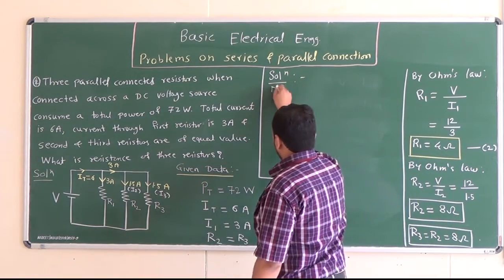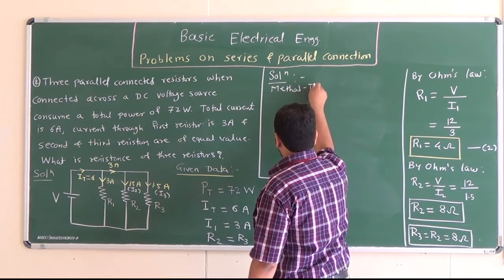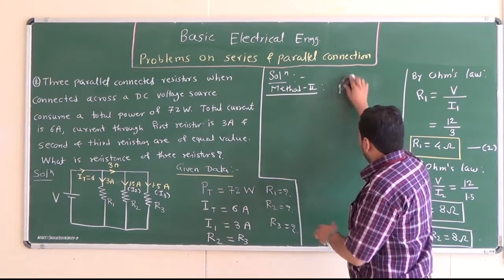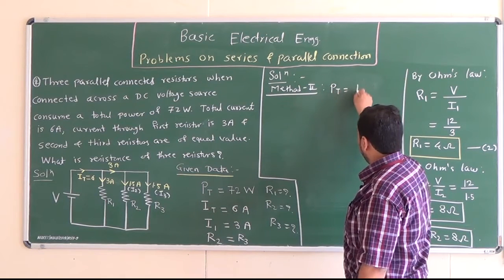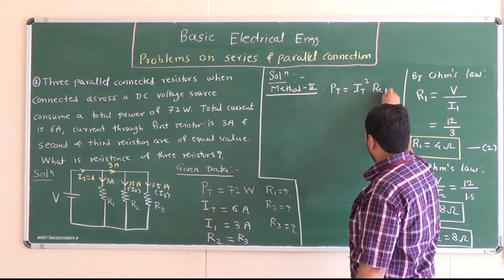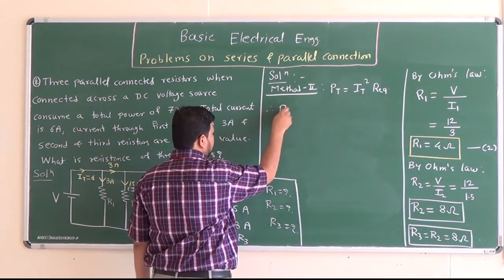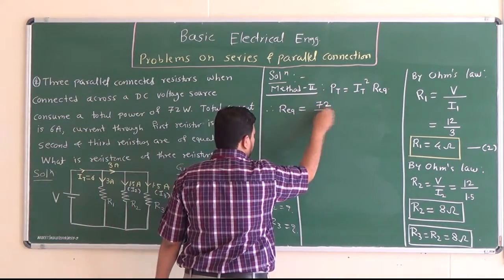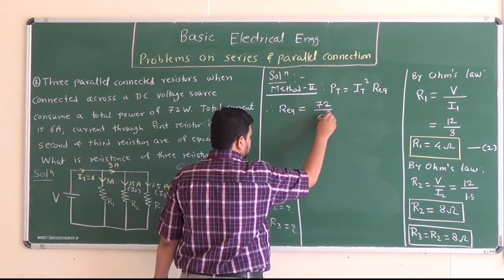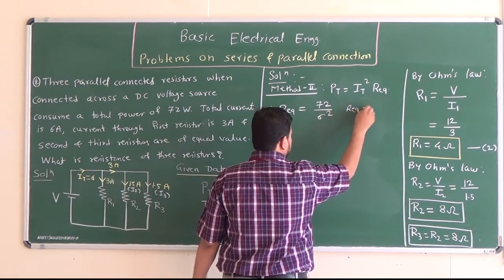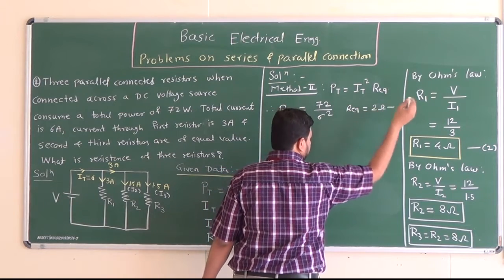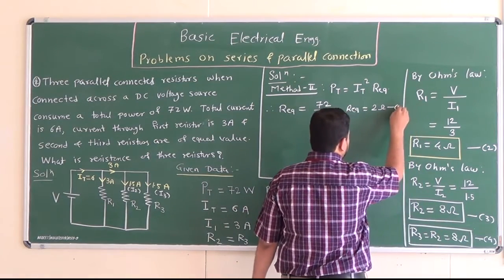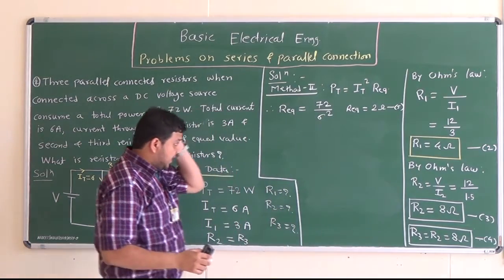Okay, I square into R equivalent. Now this is the second way, method 2. Already first method we have seen to determine R1, R2, R3. So second method, as we know, power PT is equal to IT square into R equivalent. So from that we can determine R equivalent. So how much is R equivalent? It will be total power, that is 72, divided by total current square, that is 6 square. So R equivalent, it will be 72 upon 36, that is 2 ohm.